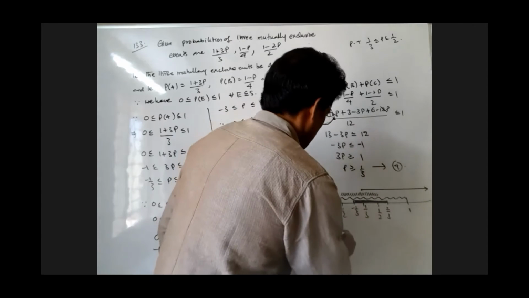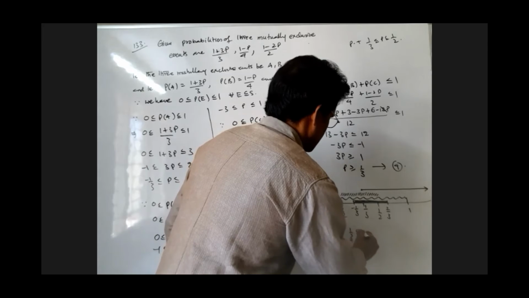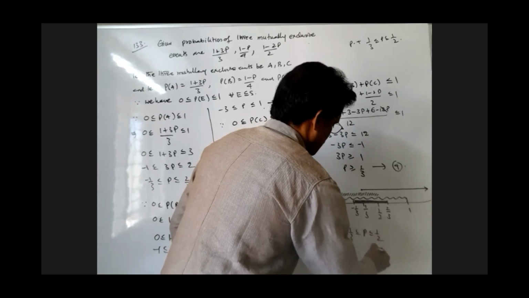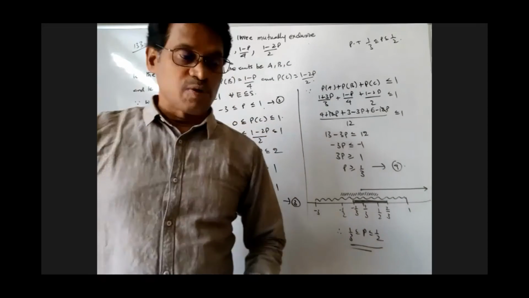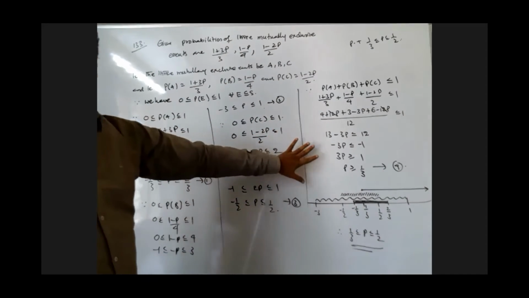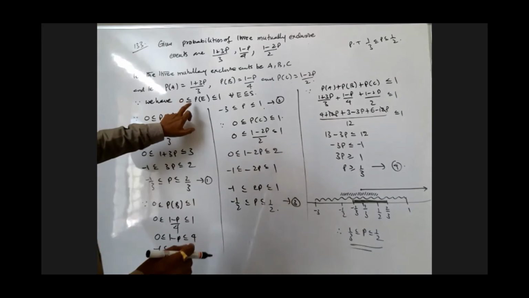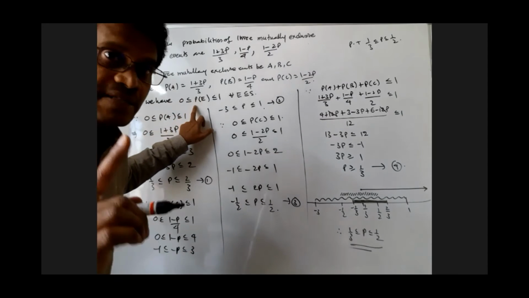1 by 2. Therefore, 1 by 3 is less than P is less than 1 by 2. Then you will get 4 marks, my dears. Okay? All of you understood, my dears? This problem is based upon the probability of any event lying between 0 and 1. That is the first thing.